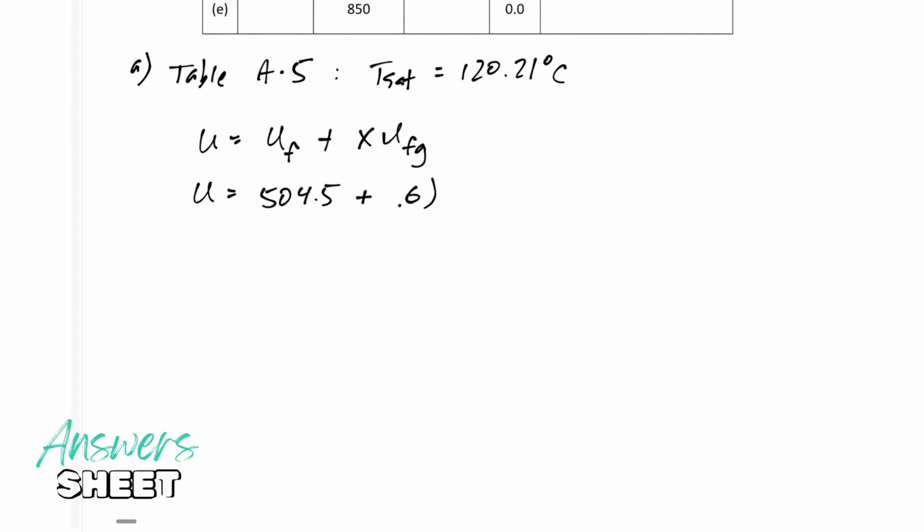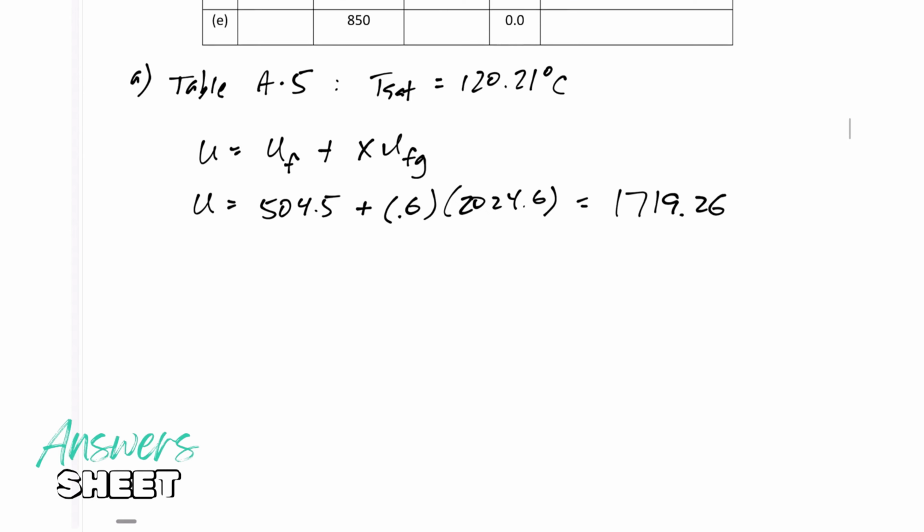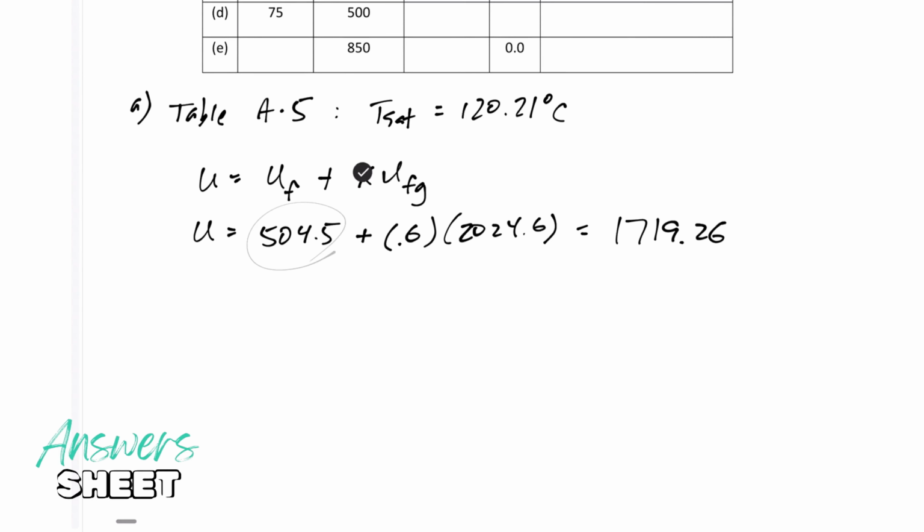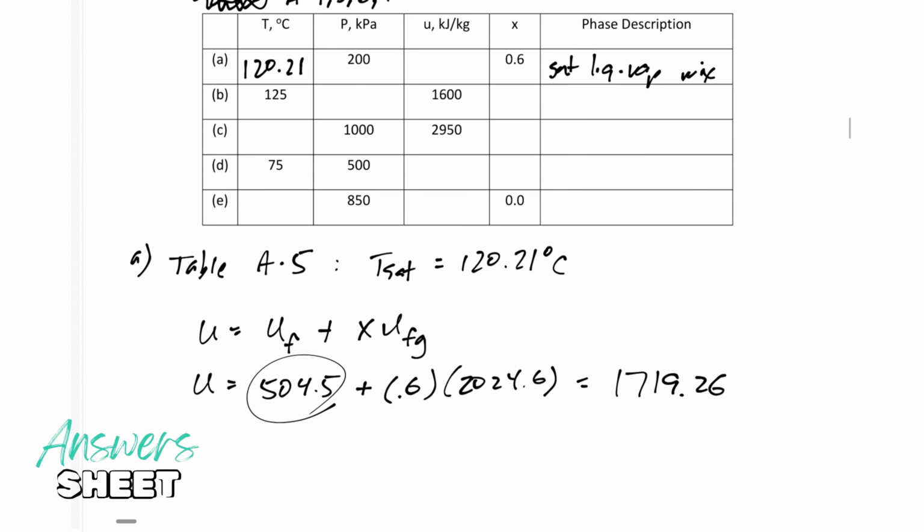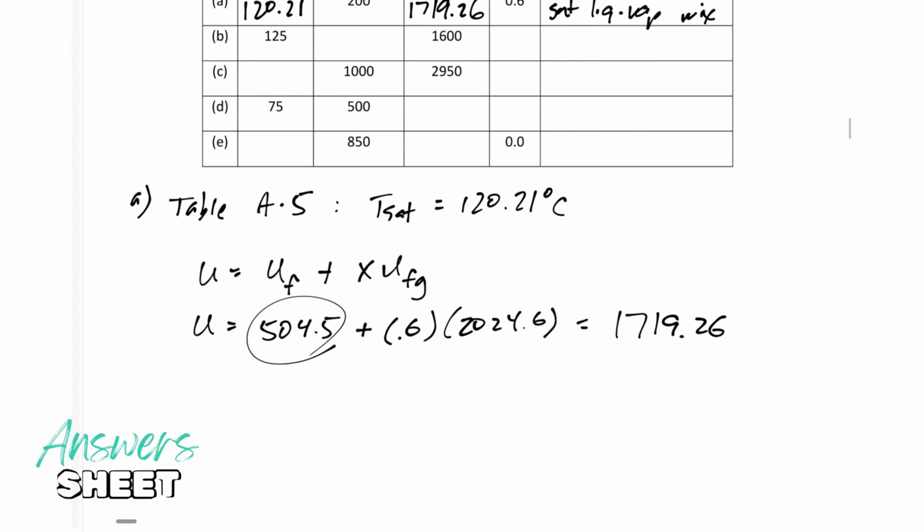504.5 plus 0.6 times 2024.6 is 1719.26. And make sure that makes sense. My UF was 504. My UG, I need to go back and look at that. It was in the next column. It's probably 2,529.1, something like that. Make sure that your value is in between UF and UG. Make sure it makes sense. 1719.26. And that is problem A.